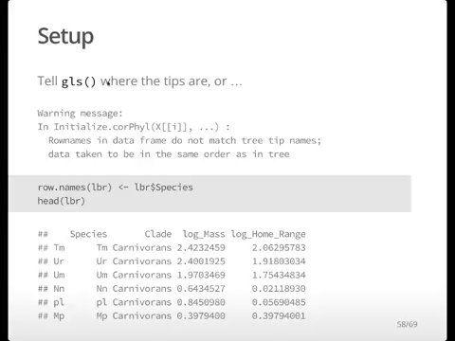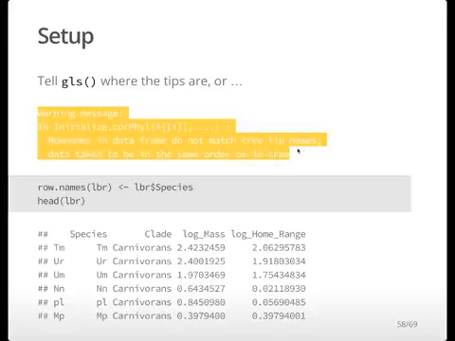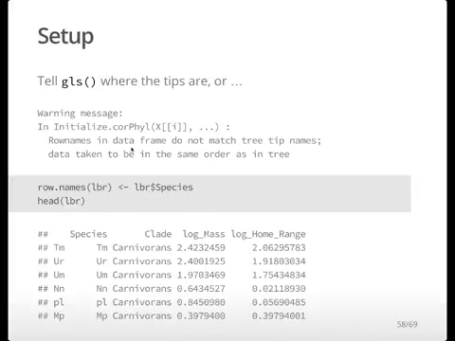So we need to tell GLS where the tips are. And so we have to do one more step before we get to using this. If you don't, you'll get this message, which tells you what it means, right? Row names in the data frame do not match the tree tip names. Data taken to be in the same order as the tree. So this is going to assume that the data and the tree are in the same order, which again, we don't want to make that assumption.